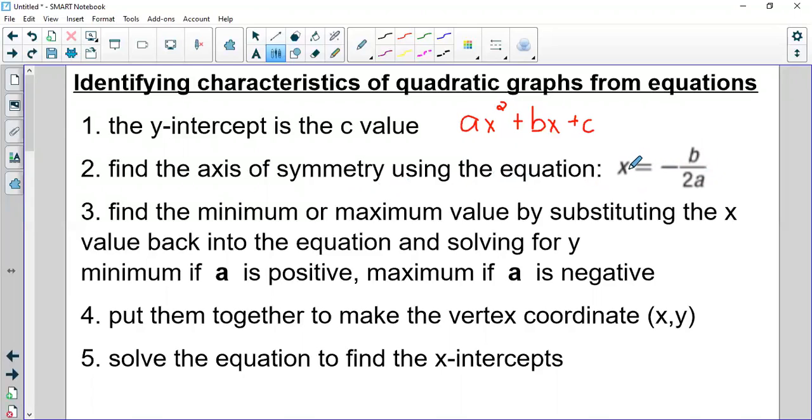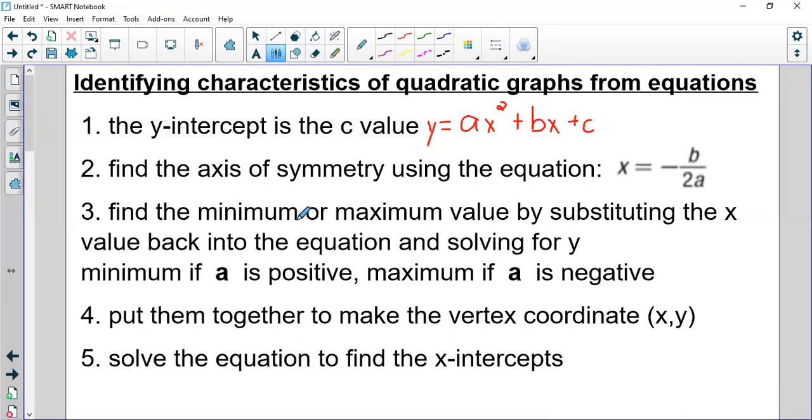All right? Then we're going to be able to find either the minimum or maximum value, that y value, by taking whatever we got for x, and putting that back into this original equation. We're going to solve it out because it's going to be y equals, or f of x equals, either or. We're going to solve it for y by putting the x value back in. Whatever we get for y, that's our y value for the minimum or maximum.